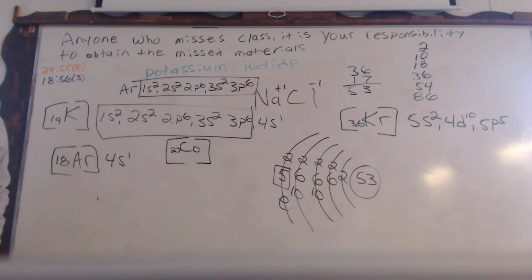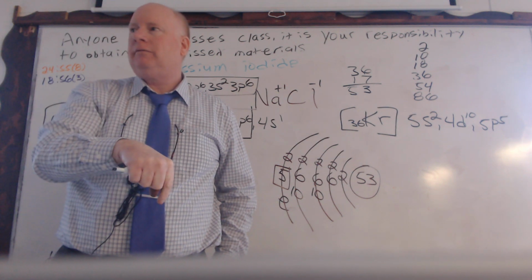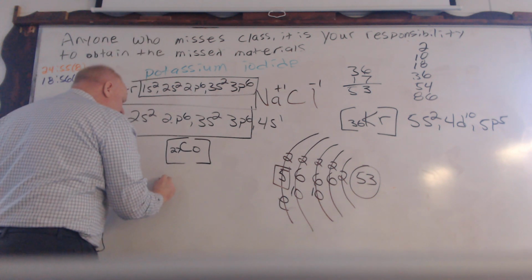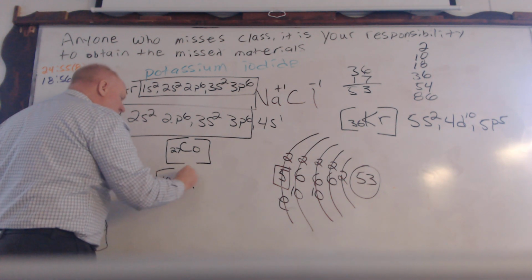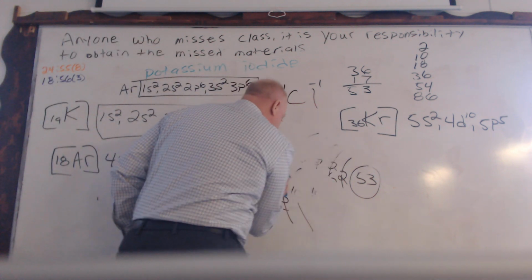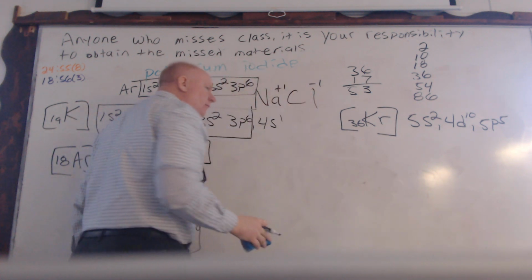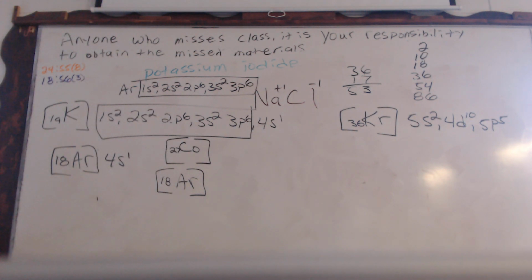Which noble gas could we use? You can't go up in number, you have to go down. 18. So when we say number 18, which element is that? What period is argon in? What block is argon in? It's in the P block. So that means that the third energy level, P block, is full.